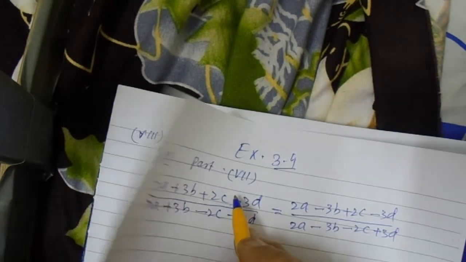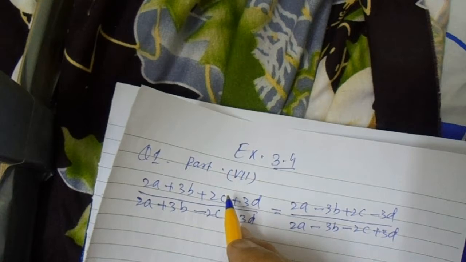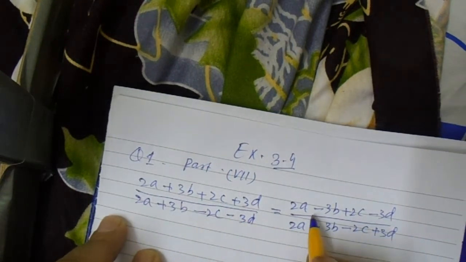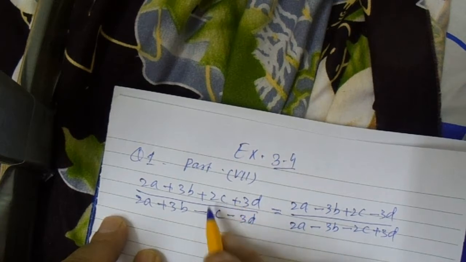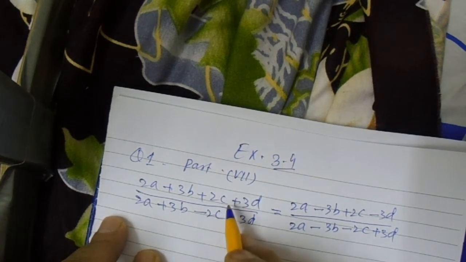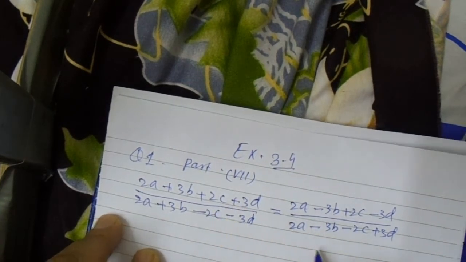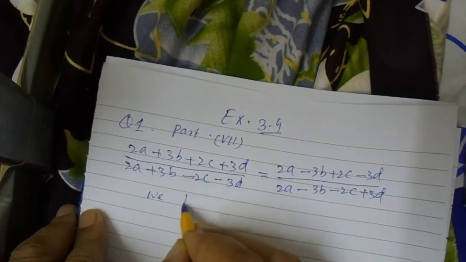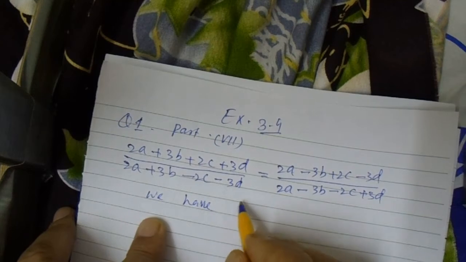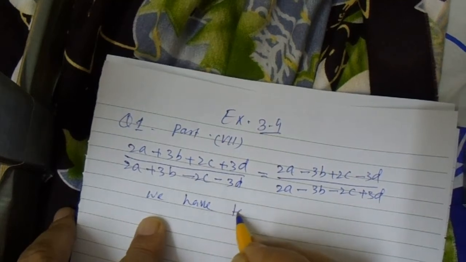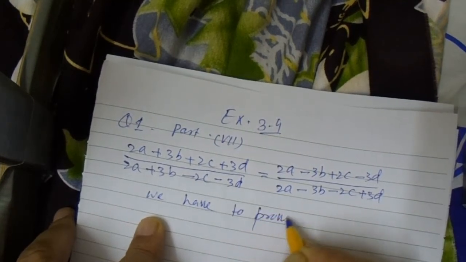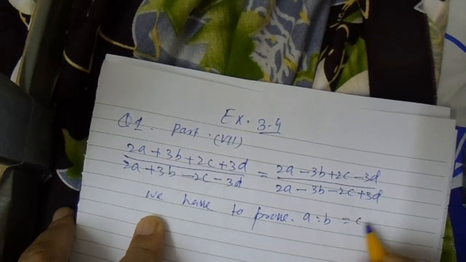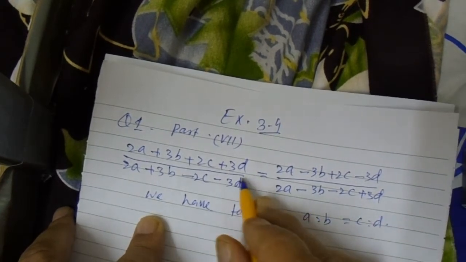This is the 7th part of question number 1 of exercise 3.4. This side is equal to this. We use here the componendo and dividendo theorem, and we have to prove A ratio B is equal to C ratio D, and we take this.